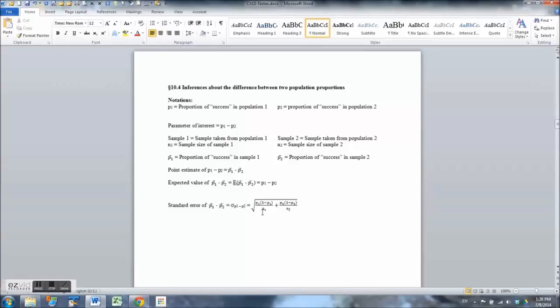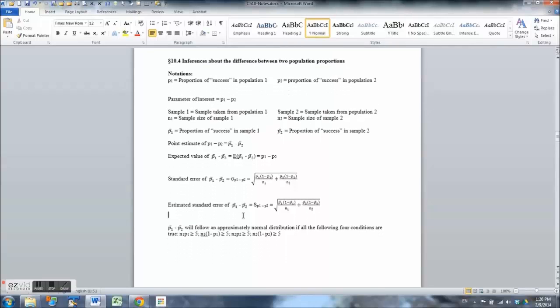So that's sigma sub P bar sub 1 minus P bar sub 2. Now you notice that this formula requires the values of P sub 1 and P sub 2, which are unknown. So this has to be estimated. So the estimated standard error is, you replace P sub 1 with P bar sub 1, you replace P sub 2 with P bar sub 2. Then you get an estimate of the standard error.